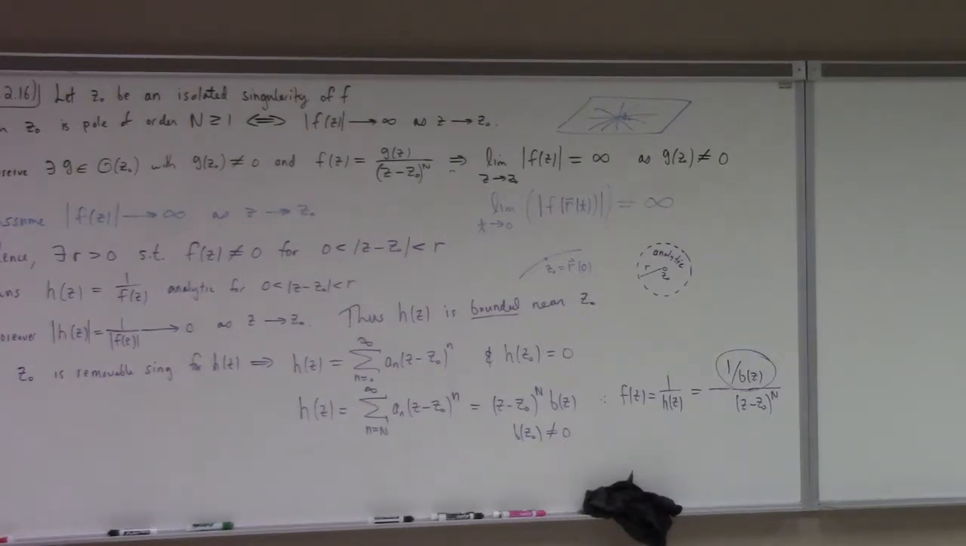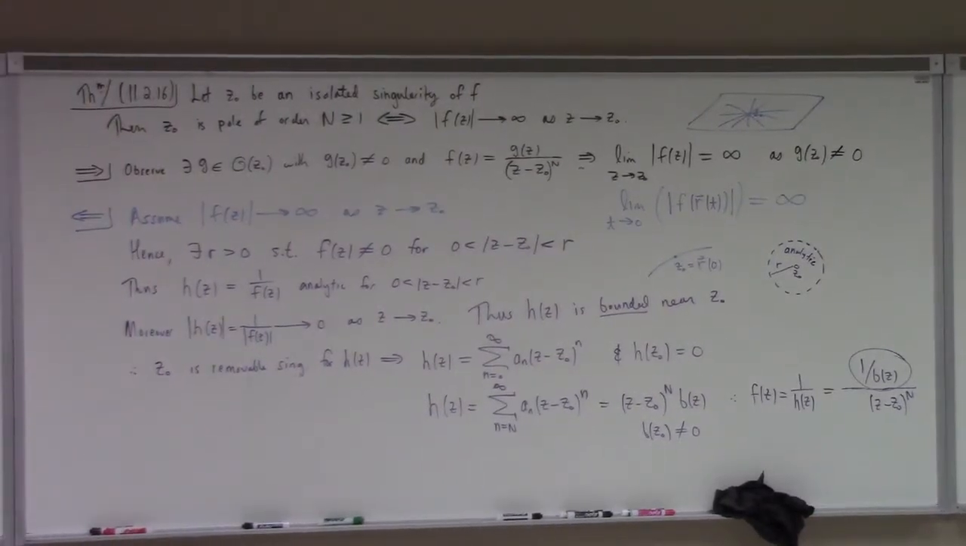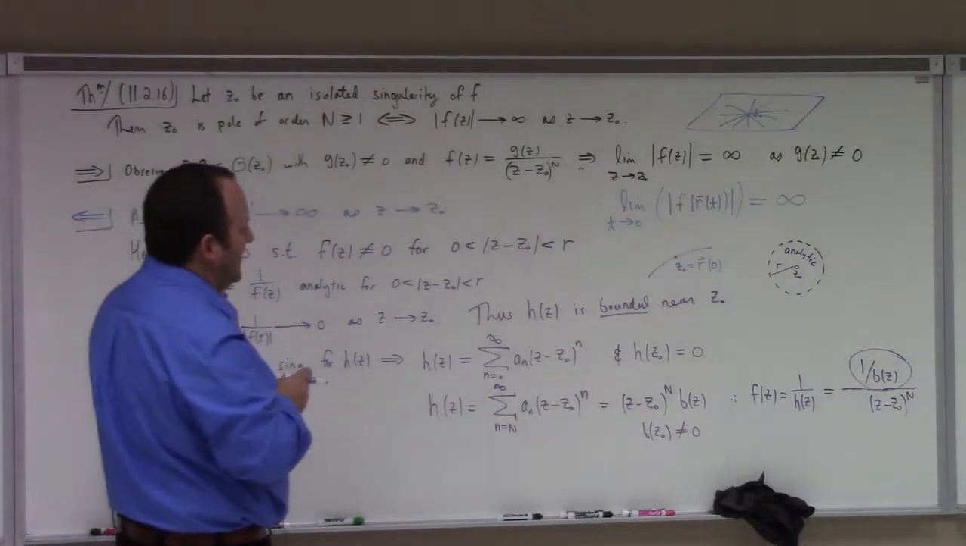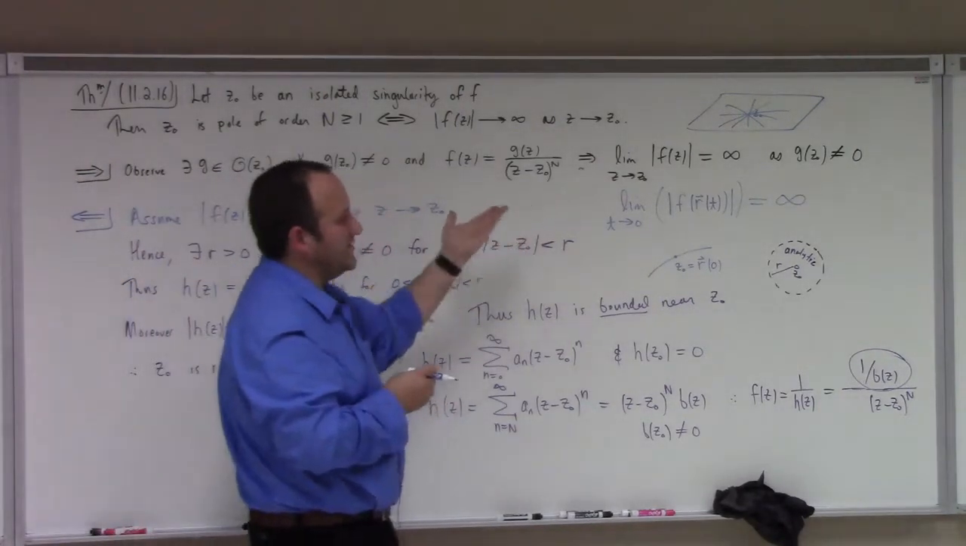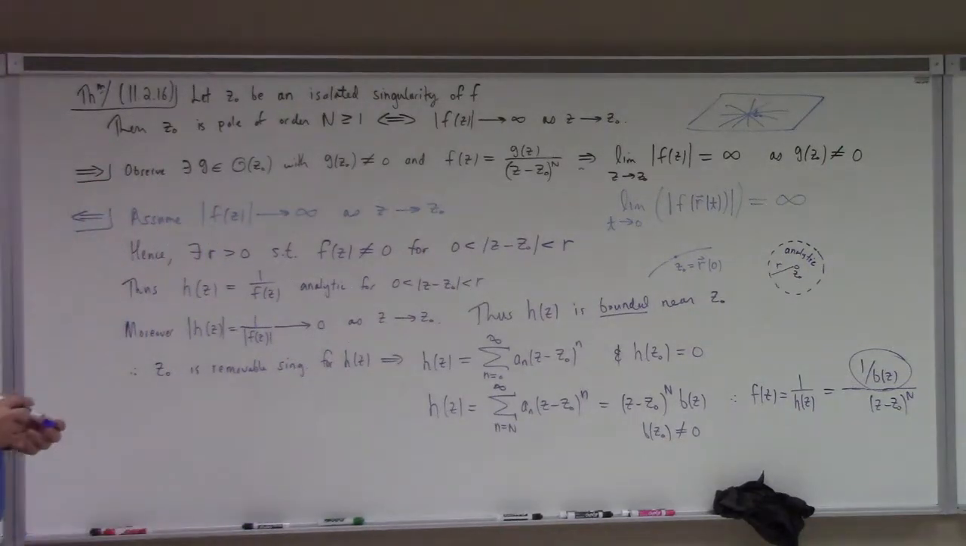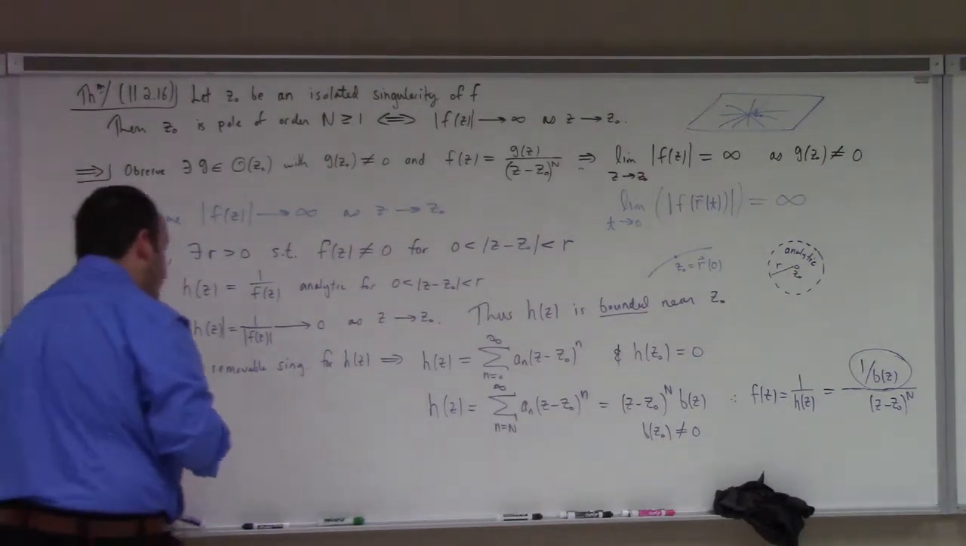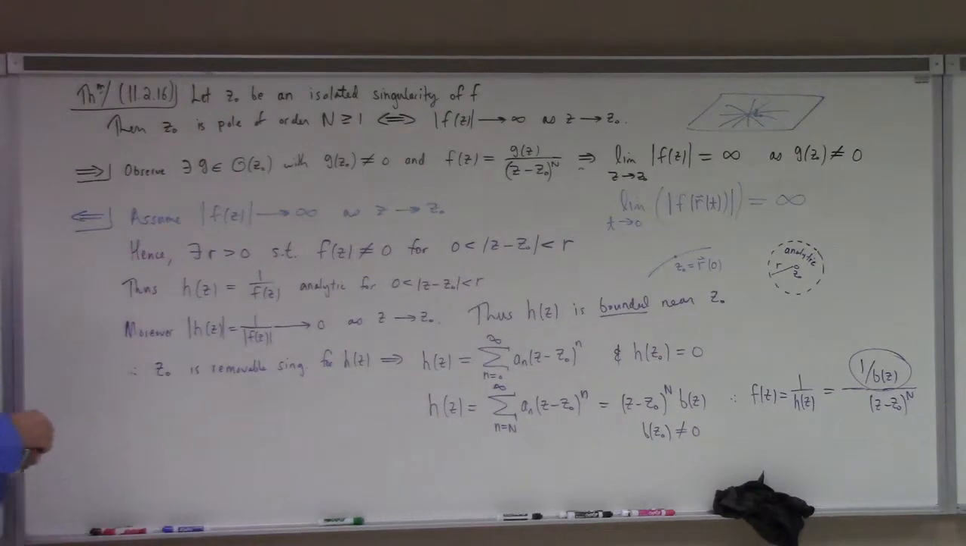If you have a function which along one path blows up to infinity, but along another path it doesn't blow up to infinity, if it goes to 0 or something, then that cannot be a pole of order n. So for a pole of order n, every possible path going through that limit point must blow up to infinity, because it's a genuine two-dimensional limit here. So let's look at an example where that doesn't happen.